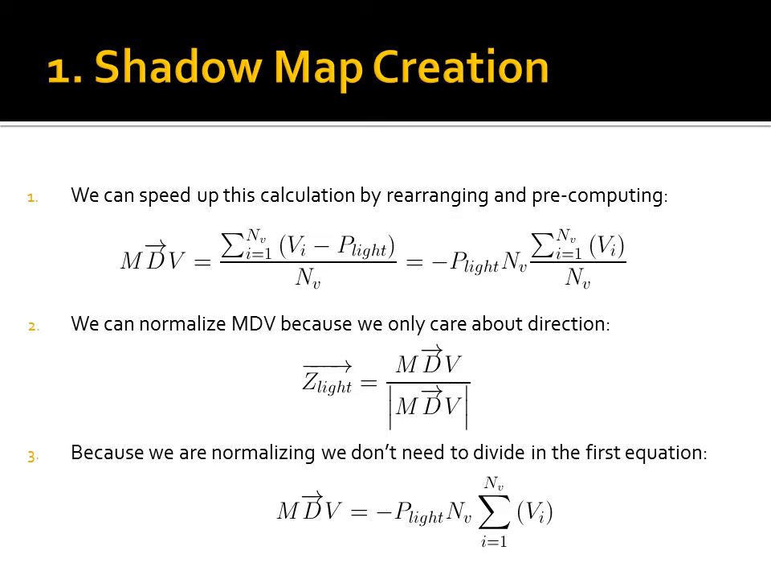There's an optimization you can do with this equation. You can pull out the p-light term, pre-calculate p-light NV. What we're going to be doing to get z-light is normalizing the mean direction vector. Because we're going to be normalizing it, we can remove the division at the top, and that will speed up the calculation a little bit more.